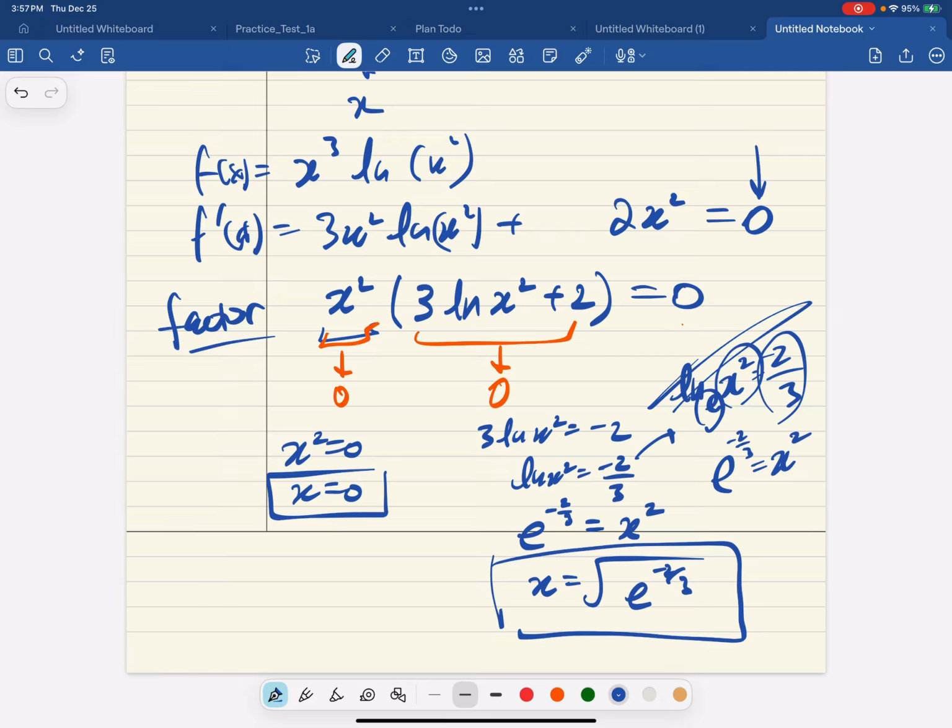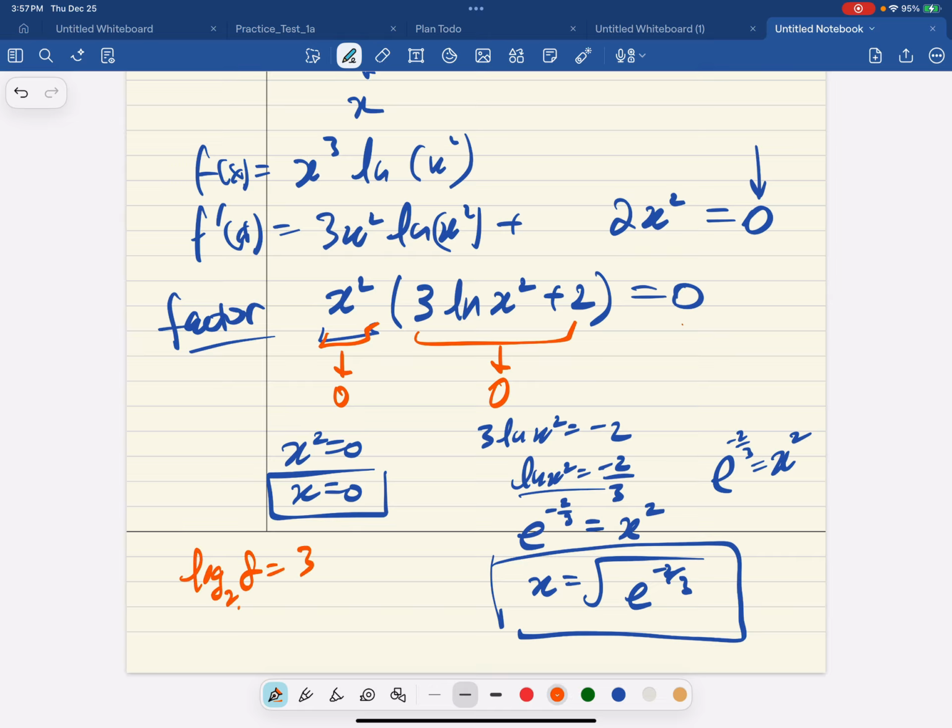That's also a shortcut, a shorter way to do it. So whenever you see a ln of x, it's basically a log base e. So if there's a log base anything, log base 2 of 8 equals to 3, well, you know that 2 to the 3 equals to 8. So same thing for ln. If there is a log base e of x to 2 equals to minus 2 over 3, well, e to the minus 2 over 3 is equal to x to 2. And you isolate x, and that gives this.